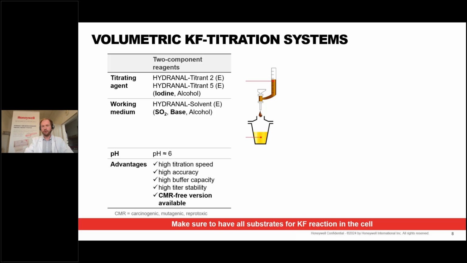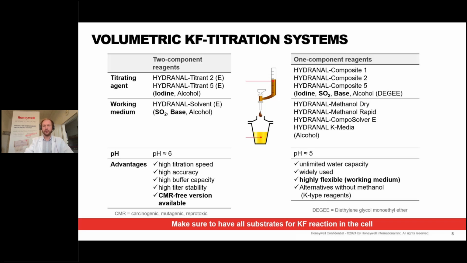In the one component system, this is different. Here, all reactive compounds are combined together in one bottle. These are the so-called composite reagents. This has the benefit that you are very flexible in choosing your working medium. Here you can use different types of methanolic solvents, pure methanol, but also methanol-free solvents like our K-type reagents, which can be used for the titration of methanol-sensitive samples like ketones and aldehydes. This would not be possible, for example, with the two-component reagents.